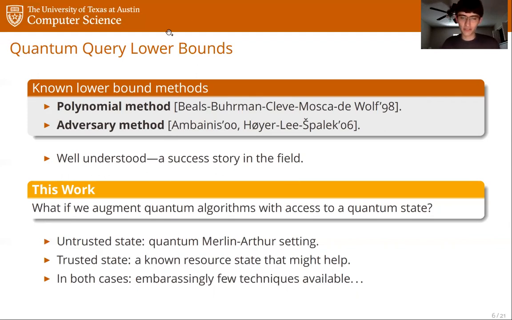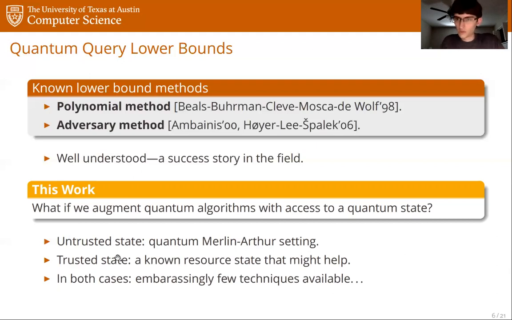So this raises the question, how helpful are quantum states as a resource, and what lower bound techniques do we have for these? And as I mentioned, in this talk we're going to study these questions for approximate counting, and we will actually see that the approximate counting problem itself is well motivated by the settings we're considering.